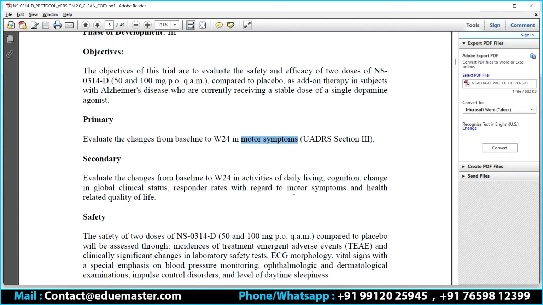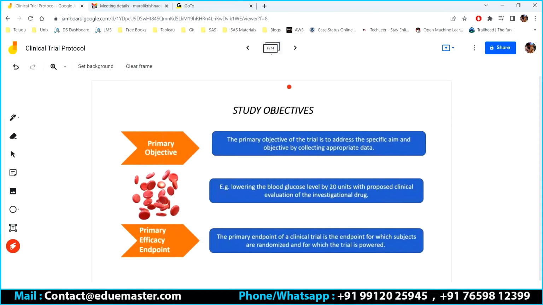When it comes to us, being clinical SAS programmers, we don't worry too much about it, right? But if you are a clinical data management person or a clinical research person, then you need to understand what is W24, what are motor symptoms, what is UADRS section 3, all these things. But for now, our objective is to understand the protocol. To understand the protocol, this information is more than sufficient. All of you are clear about it?